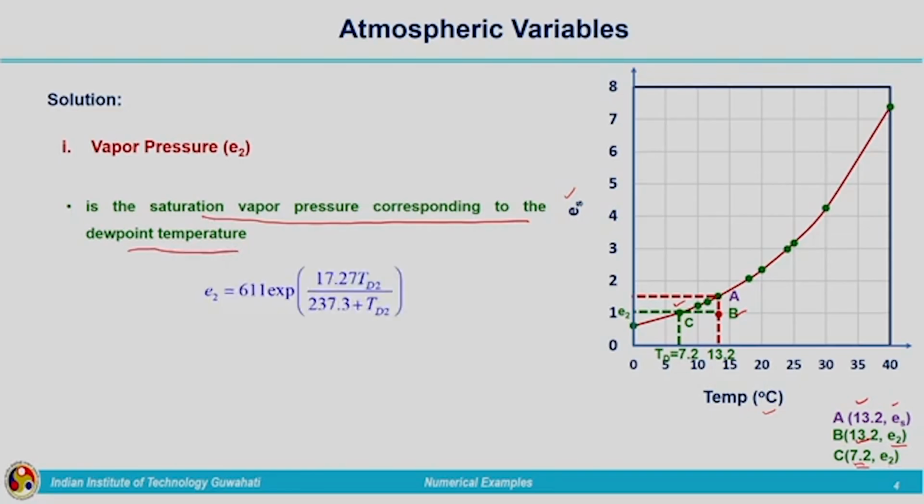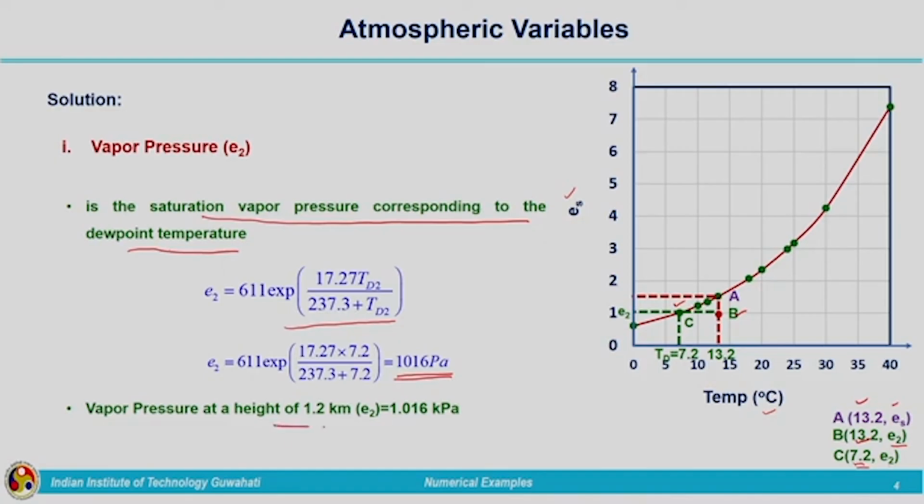Now, we can make use of the exponential equation which we have seen in the previous lecture. E2 is equal to 611 e to the power of 17.27 TD2 divided by 237.3 plus TD2. Why are we putting TD2 there? It corresponds to the dew point temperature. That value of dew point temperature, that is 7.2, we will substitute there. We can calculate the value E2 as 1016 Pascal, that will be 1.016 kilo Pascal. So, vapor pressure at a height of 1.2 kilometer, E2, is equal to 1.016 kilo Pascal. Again I am repeating, the curve will give you saturation vapor pressure.